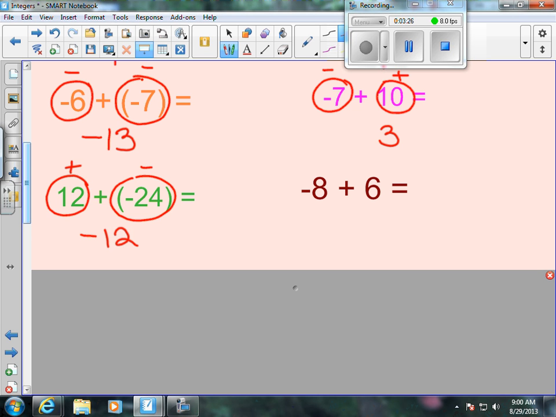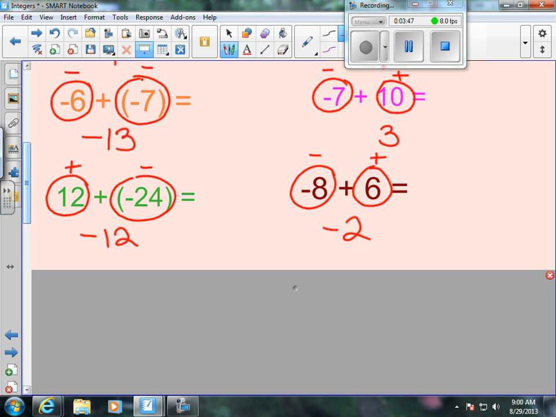Last example for adding. -8 is negative. +6, positive. We see different signs again. Find the difference. 8 and 6 is 2. We have more negative than positive, so our answer stays negative.